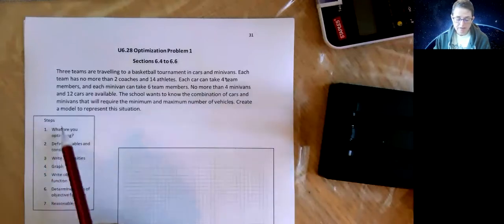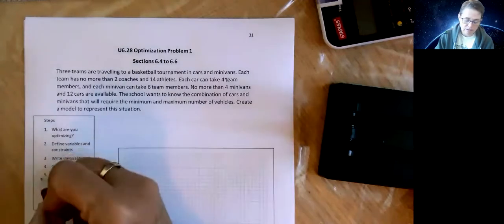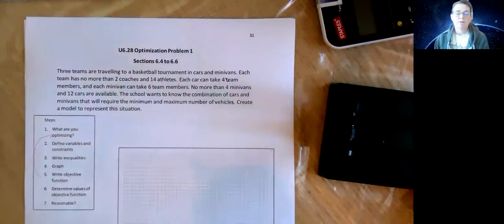I've got our steps here. So what do we need to do? Figure out what we're optimizing. So that's what we're maximizing and minimizing. Define our variables, write your inequalities, graph, objective function. Objective function basically describes what you're optimizing. Determine the values of the objective function. That's when you find the corners and substitute values in and see how that goes. And then, is my answer reasonable? So keep those things in mind while we go through the question.